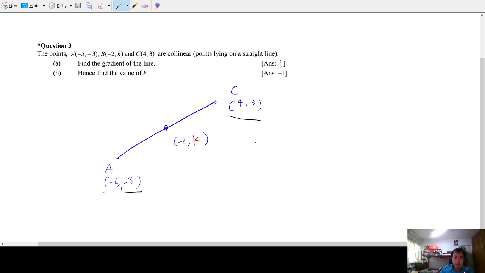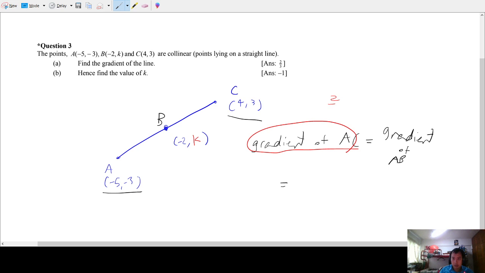Okay, you must realize that the gradient of AC is the same as the gradient of AB, right? I forgot to label that. So after that, since you calculated this whole thing to be 2/3 in the first part, you've got to set something up and then solve it.